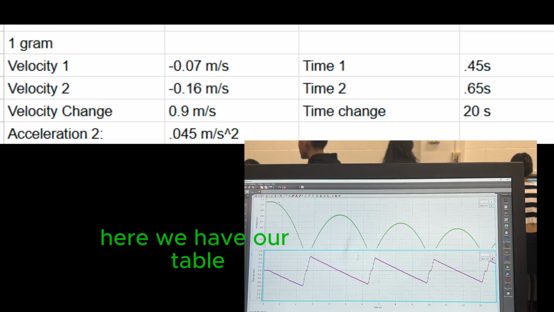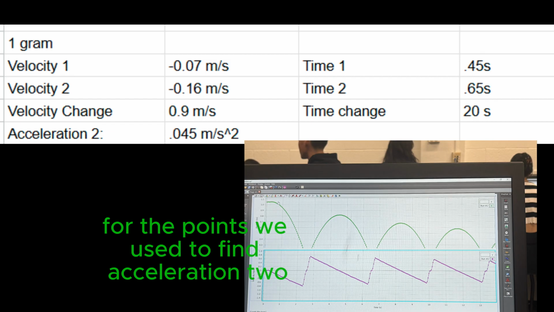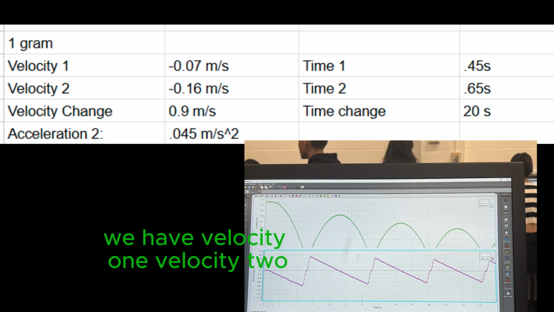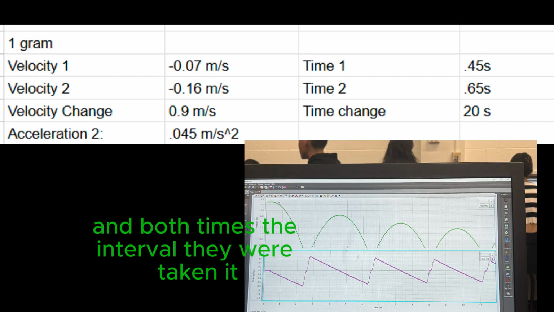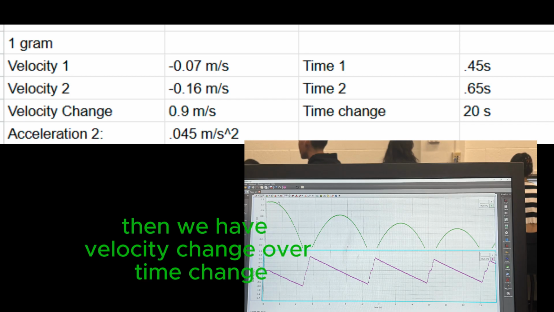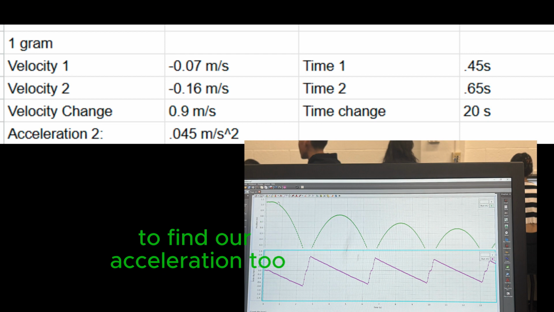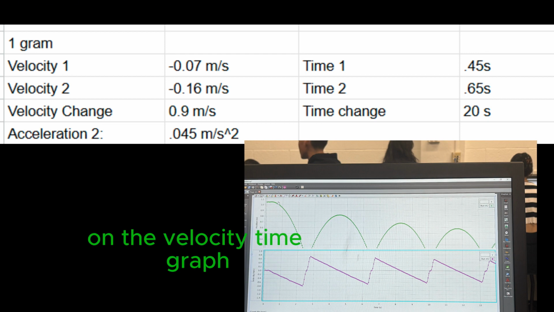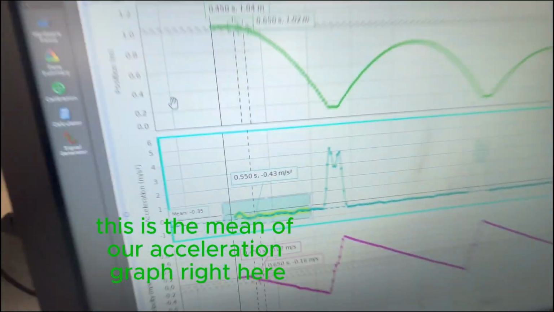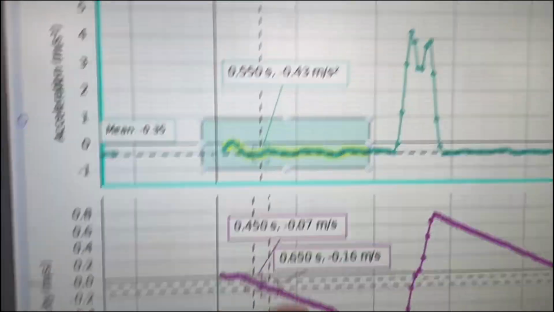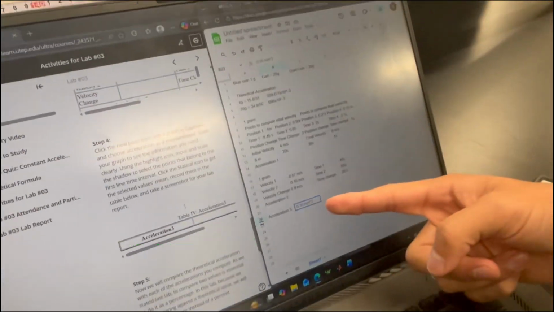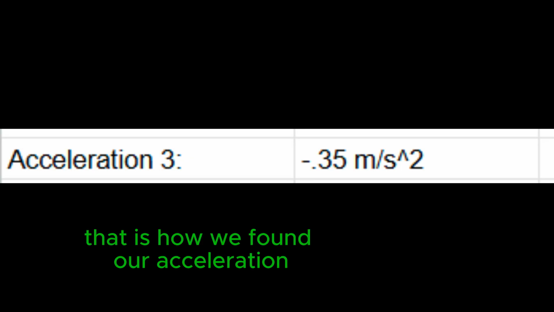Here we have our table for the points we used to find acceleration 2. We have velocity 1, velocity 2, and both times, the interval they were taking it. Then we have velocity change over time change to find our acceleration 2 on the velocity time graph. This is the mean of our acceleration graph right here with our points inside of there. As shown in that little video there, that is how we found our acceleration 3 for the final part.